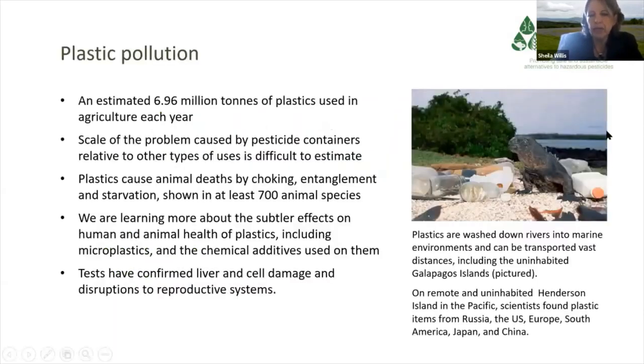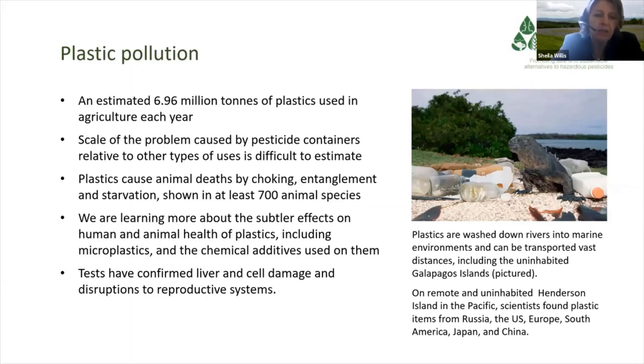So just to talk more broadly about the problem of plastic pollution in agriculture, an estimated 6.96 million tonnes of plastic is used in agriculture each year. But the scale of the problem caused by pesticide containers relative to other types of plastic in agriculture is difficult to estimate, and those numbers are actually not very easy to obtain, which is why we've done quite a lot of work at farm level on this.